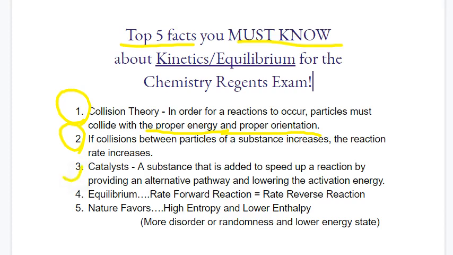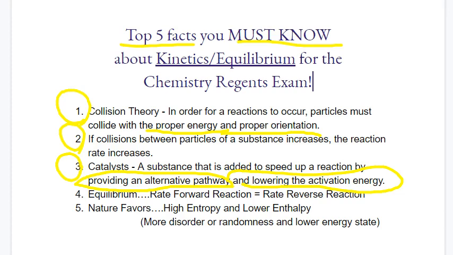which brings us to number 3, catalysts. So first of all, you need to know what a catalyst is, and you need to know the definition based on the Chemistry Regents exams. So as it says here, it's added to speed up a reaction, and it's going to provide an alternative pathway, meaning going from reactants to products, and lower the activation energy as a result. So providing an alternative pathway and lowering activation energy is what you need to know about catalysts.